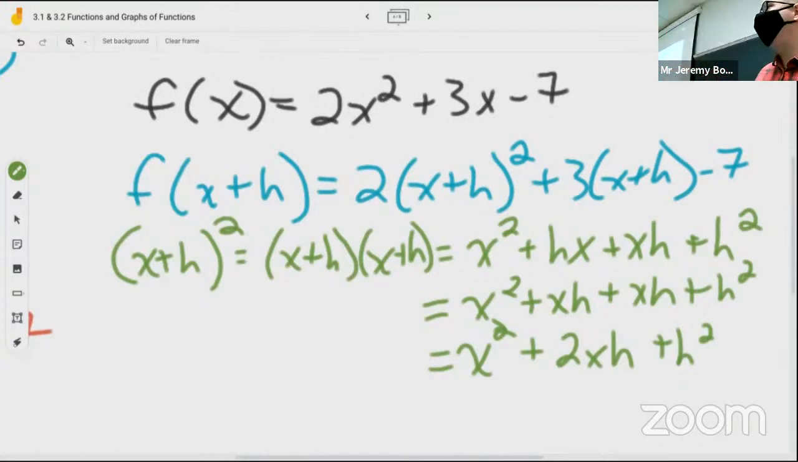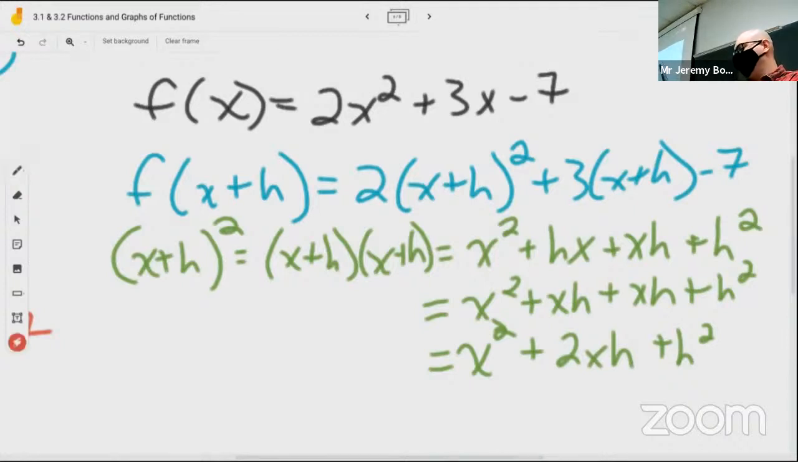So be careful when you do it. Y'all shouldn't see anything above a square, I don't think. If you get a little farther in math, you probably start seeing cubes and stuff. But if you do see a cube, you just do it again. Just multiply the square and then multiply it again by x plus h. All right.